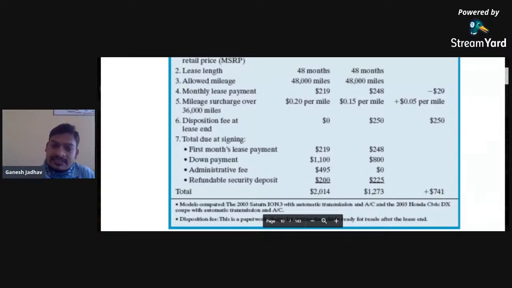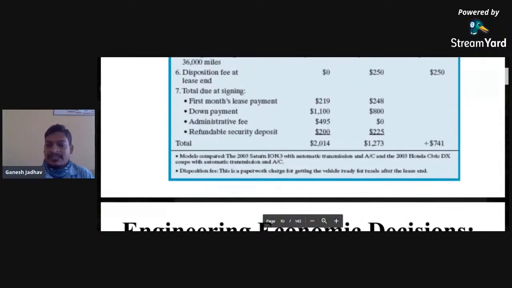So what is the total for Stratum? This is 2,014, and for Honda that is 1,273. So the difference is $741. Okay, so this is the difference. We are required to select the minimum cost, so we select the Honda car.